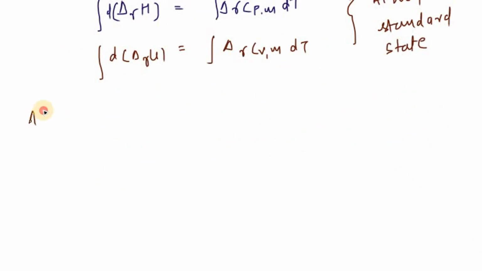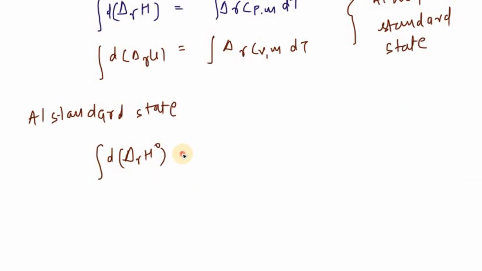So when we talk about the standard state, in the standard state delta reaction H naught of T is the integral of delta R Cp m dT. So that is when the reaction is happening in the standard state.